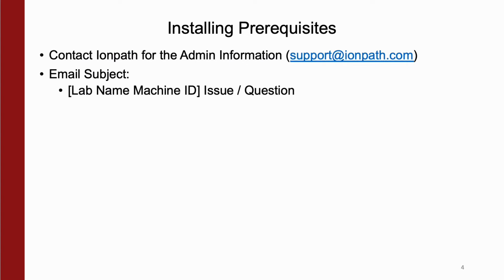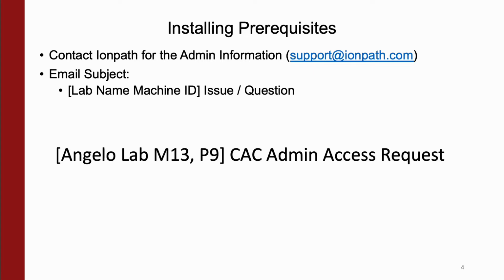Before we install anything, we highly suggest that you contact IonPath for the administration information for your computer. In the email subject, please put your lab name and your machine ID in brackets, and then put your issue or your question that you have afterwards. For example, Angela Lab [M13 and P9], these are two machines that we have, so you can separate them with a comma. And then our request, CAC admin access request.